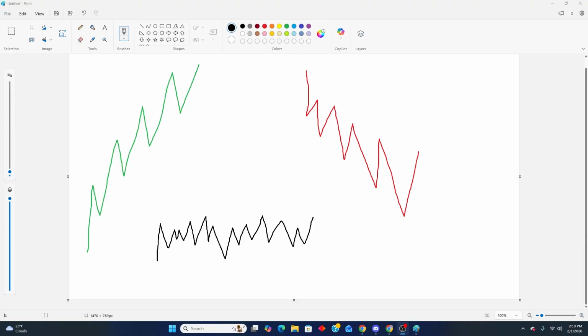That's a brief intro. But part one, what is market structure? Market structure is just a pattern that price makes as it moves. It tells us who's in control, whether it's buyers or sellers.